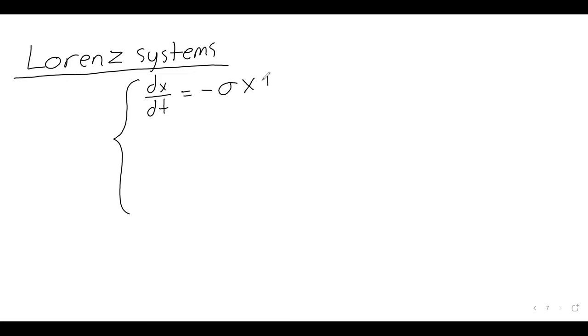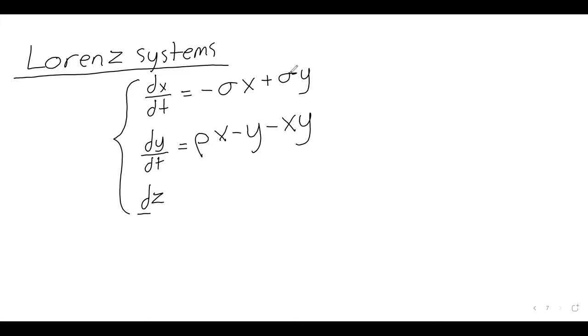dx/dt is linear. dx/dt is as simple as a differential equation can be, more or less. dy/dt isn't linear. It's not linear because it has an xy term. And dz/dt also has an xy term.